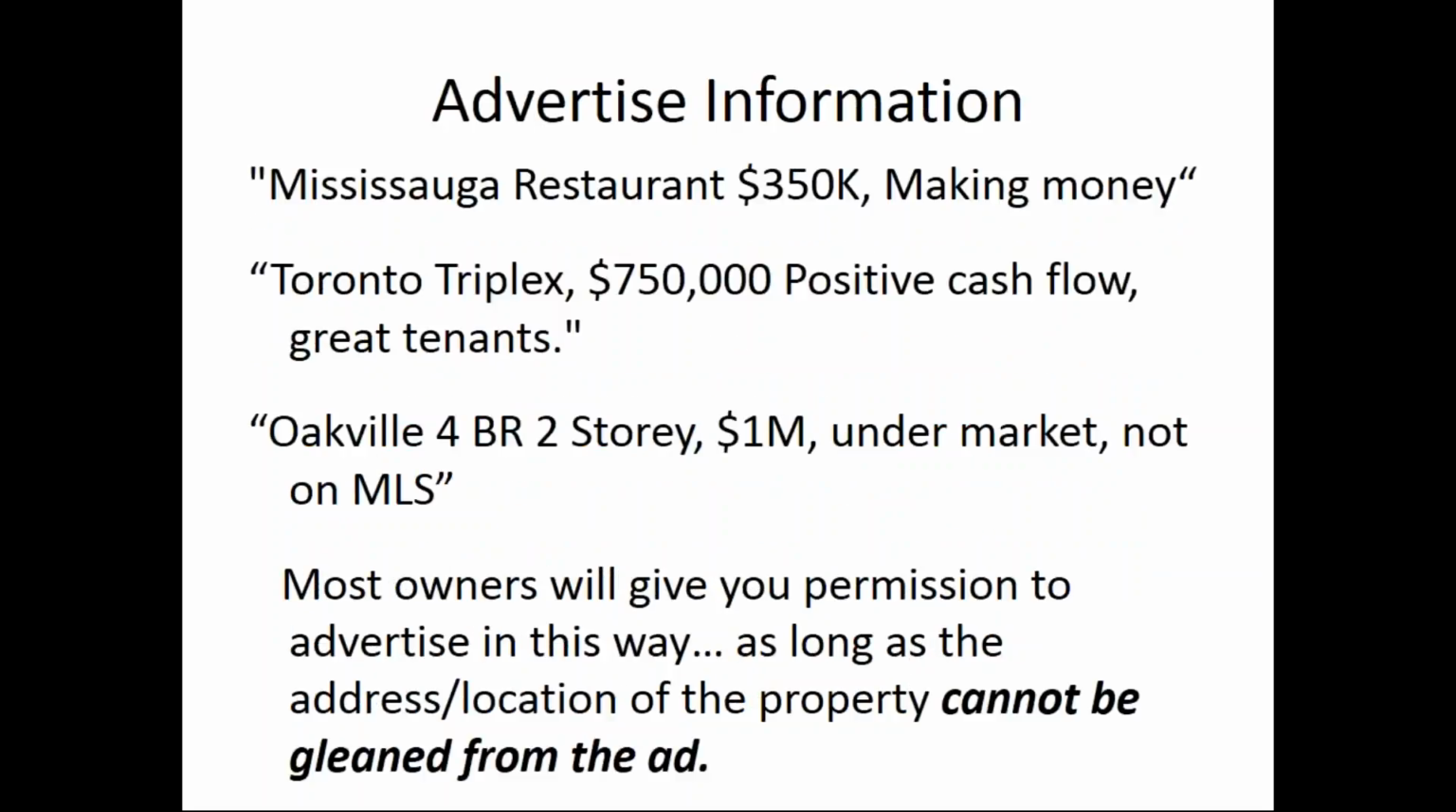Here are some examples. The first one, an example of an ad that you can run on ICI World, is really a piece of information. It's Mississauga Restaurant, $350,000 making money. Does that give that restaurant away? Can you tell which one it is?